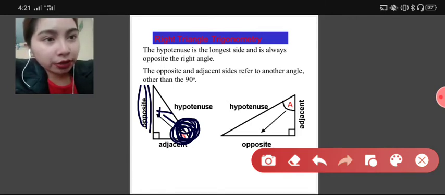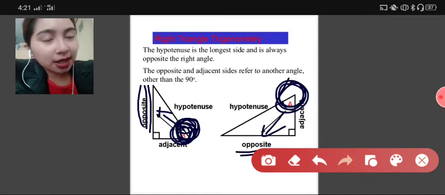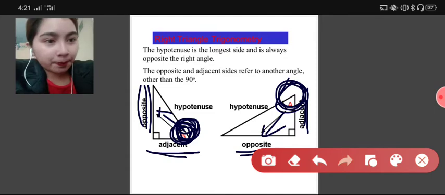In figure 2, our angle is here. It is facing this side, so this is our opposite. And the adjacent is always beside the angle. That's why it is here. Okay, class, do you get it?